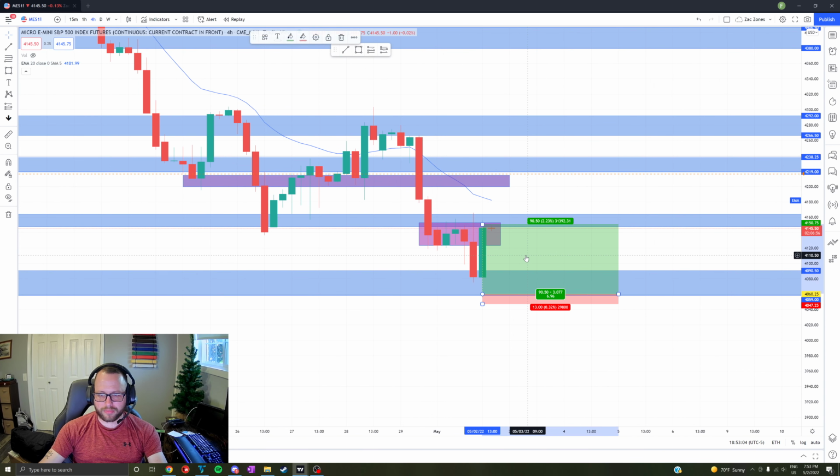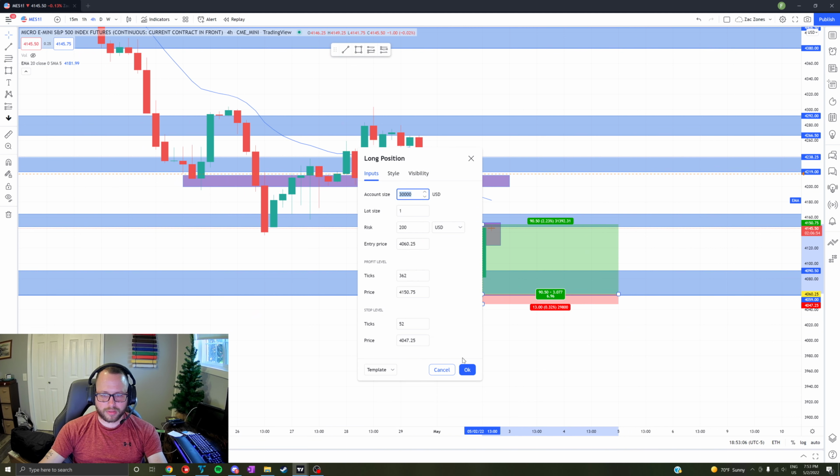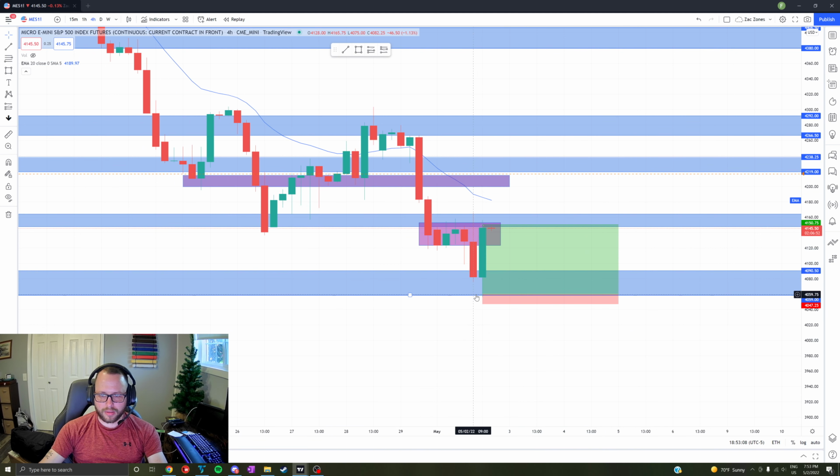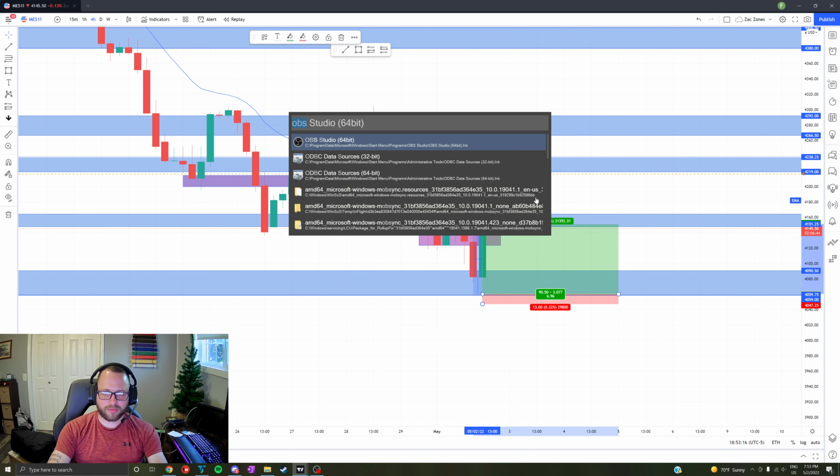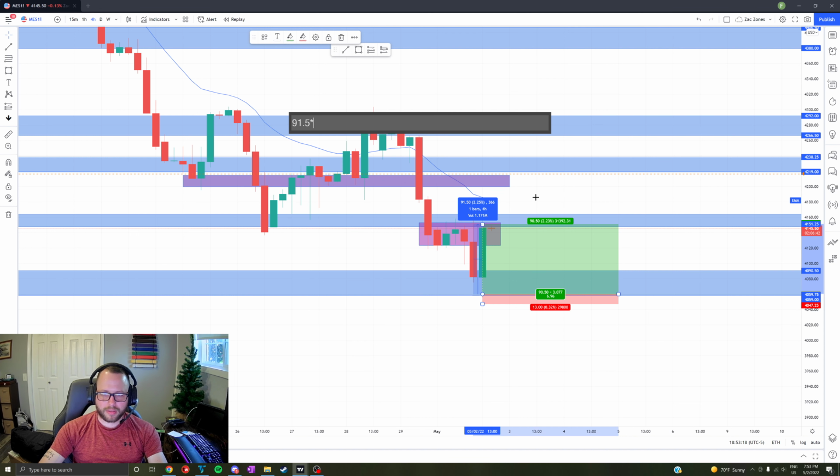3 contracts, risk $200. And that move up, I mean, once you're up there, that move from zone to zone is 91.5 points times $5 a point. So it's $457 per contract. So I mean that's a $1,300 move.